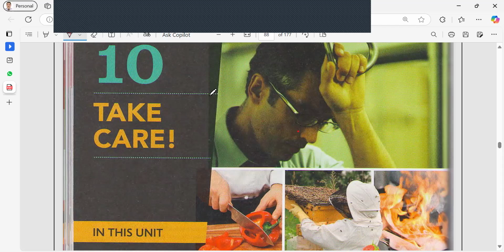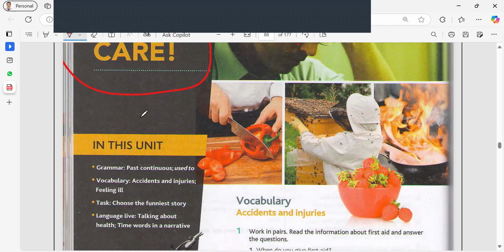Okay, great. So inshallah, Shabab, today we should start a new unit, Unit 10. Take care. What does take care mean? Look after yourself. Be careful. So what should you learn in this unit? Here, as usual, we start with grammar focus. We have two grammar points. The first one, past continuous, and the second one, used to.